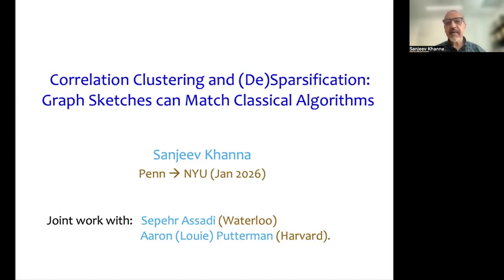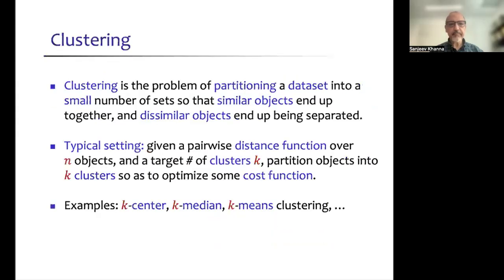Hi everyone. I will be talking about graph sketching for a well-studied clustering problem called correlation clustering. This is joint work with Assadi at University of Waterloo and Aaron Louis Putterman at Harvard University.